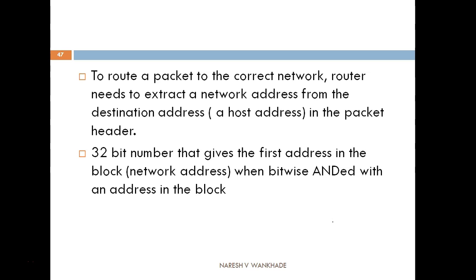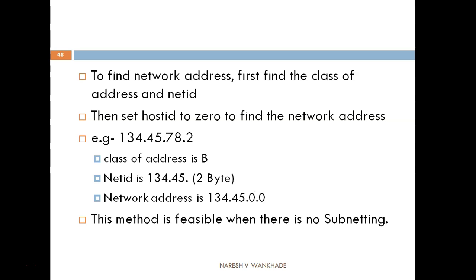To route a packet to the correct network, the router needs to extract the network address from the destination address, that is the host address in the packet header. This complete 32-bit address gives the first address in the block, that is the network address, when it performs a bitwise AND operation with an address in the block. So let's see how to find the network address.